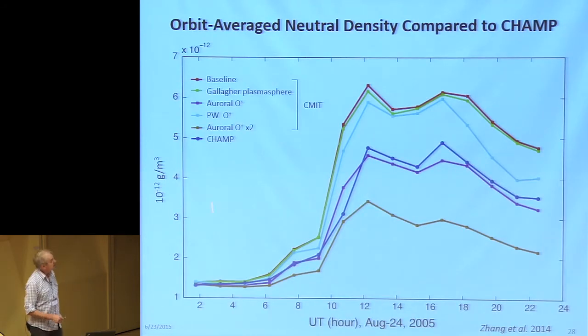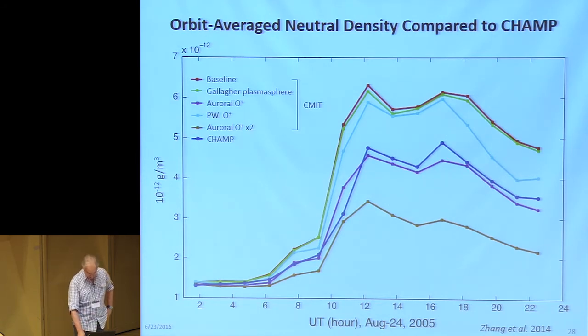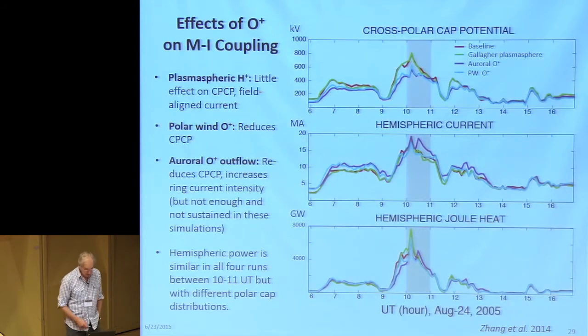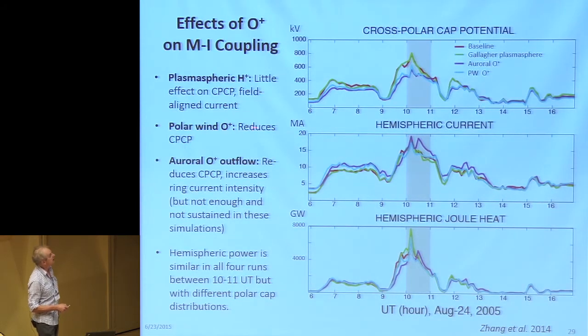So orbit average neutral density, a little bit easier to look at than looking at that time series of individual peaks. And so again, baseline, Gallagher plasmasphere, auroral O+, polar wind O+, and just to see what effect it has if we increase the flux of auroral outflow by a factor of 2, and then CHAMP again. And once again, you see that the auroral O+, with a reasonable value of the hemispherically integrated outflow rate, best tracks CHAMP in this case right here. Okay, some of the effects of O+ on MI coupling.